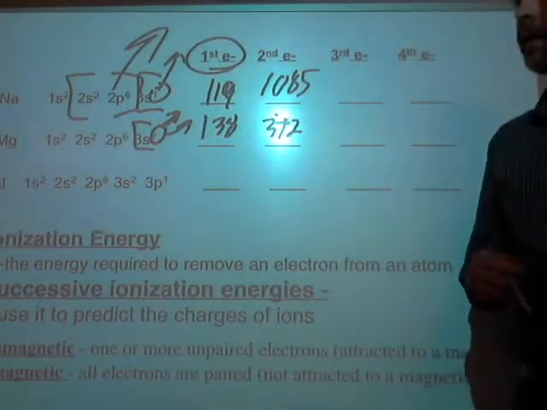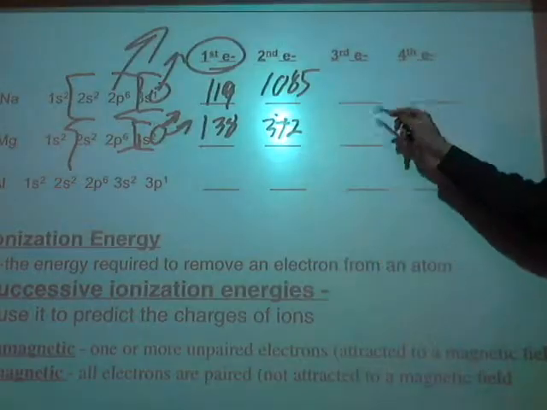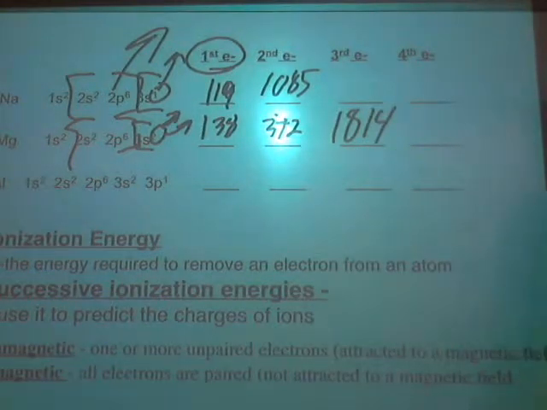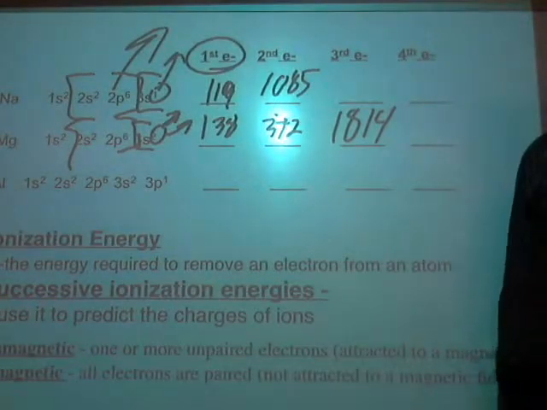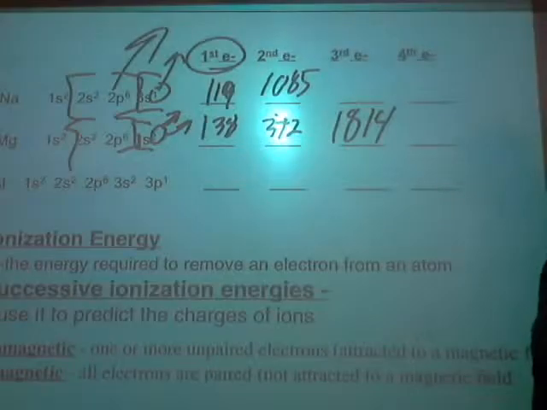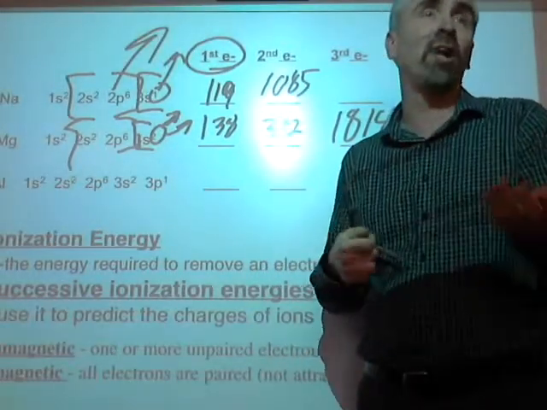Here's the key. He's now lost these 2. What's going to happen when you go to remove the third electron? Big number, maybe like 18, whatever. So it'll be a huge increase. Okay? A huge increase. Now, lastly, and this is kind of a big deal because the test you're taking, I'm going to change something on it.